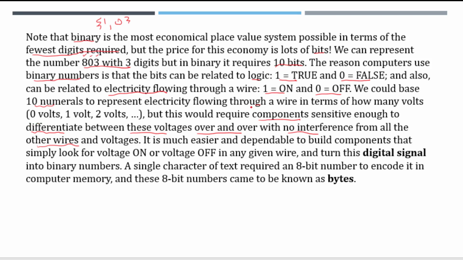This system is really logical and very, very reliable. So it's much easier and more dependable to build components that simply look for voltage on or voltage off in any given wire and turn this digital signal into binary numbers, right? A single character of text requires an 8-bit number. So that's 8 different numerals for just the letter A to encode it in computer memory. An 8-bit number is known as a byte.